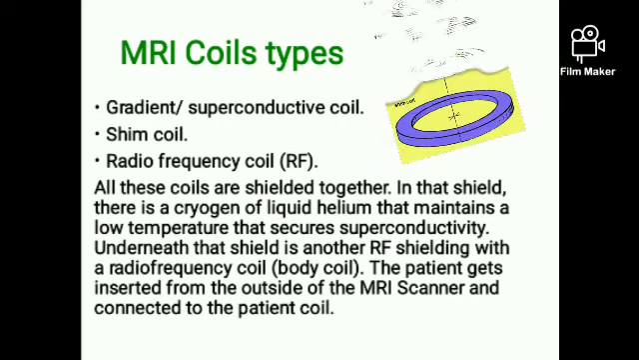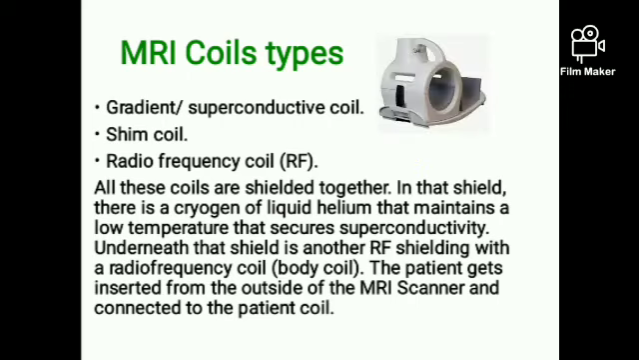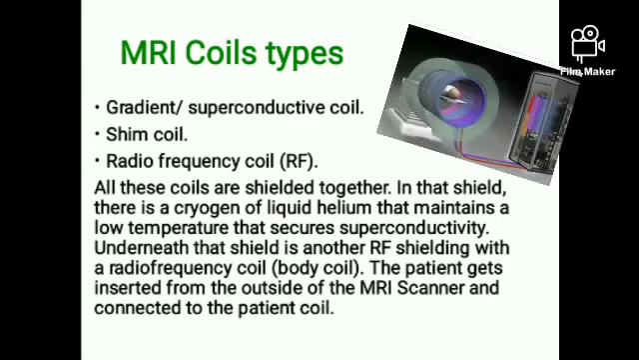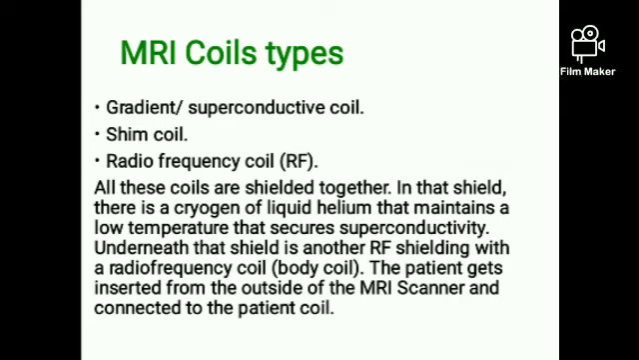And finally we have the RF coil. It is placed both inside the bore of the magnet as well as outside, and when it is placed outside in contact with the patient's body, it is known as a body coil. In short, all these coils will be shielded together, and where will they be placed? They will be placed in the bore of the magnet. And what does the bore of the magnet contain? It contains liquid helium and liquid nitrogen, which maintain the low temperature. If we don't maintain the low temperature, what will happen? It will lose its superconductivity.